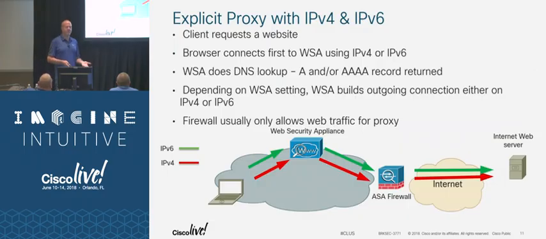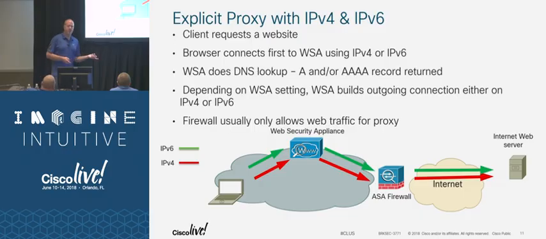So when we talk about traffic flow on explicit proxy, it's relatively simplistic. The flow is the same whether it's IPv4 or v6, and effectively your browser talks to the WSA because it has that configuration in it, and either the browser or your application, whatever it's going to be, talks directly to the WSA. In this case, the WSA does all the lookups. So the WSA does the DNS lookups. The browser does not do any lookup except for the DNS name for the actual web proxy.